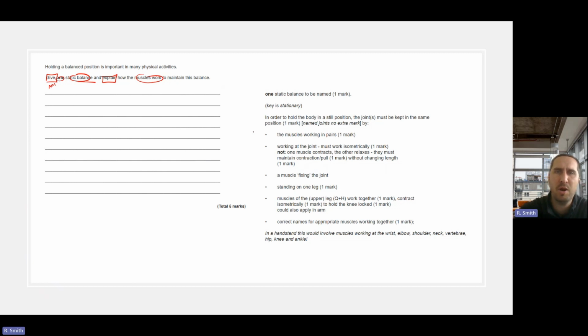And then we need 4 marks from: the muscles work in pairs. They work across a joint. Other muscles will fix the movement to make sure that it remains in a stationary position. Standing on 1 leg, for example, that feels like you're just describing what an arabesque is. But muscles work together to ensure that we are working isometrically. Plenty of marks available for that question.